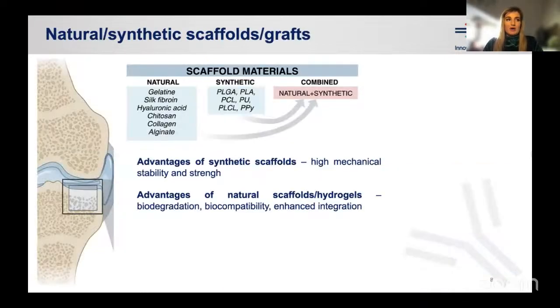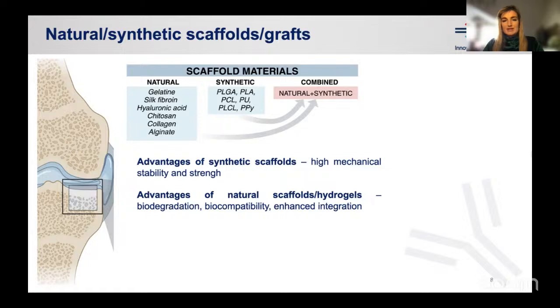So now, what is being made in the scientific world to replace and have some alternatives to allografts and autografts? Of course, these are the scaffold materials that are being developed and used all around the world. These materials can be natural, synthetic, or combined. Natural materials usually include collagen, alginate, hyaluronic acid, gelatin. Synthetic materials are usually made out of polymers, and their combination is usually the best choice for osteochondral defects. Both of them have their own advantages and disadvantages.